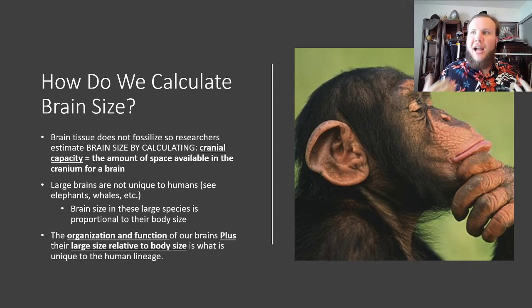So large brains are not unique to humans. Other animals such as whales also have large brains, but they're also much larger than us in terms of body size. And some animals, like mice, do have large brains and small bodies, but what makes us different is the organization and function of our brains, and our large brain relative to body size is what is unique to us.